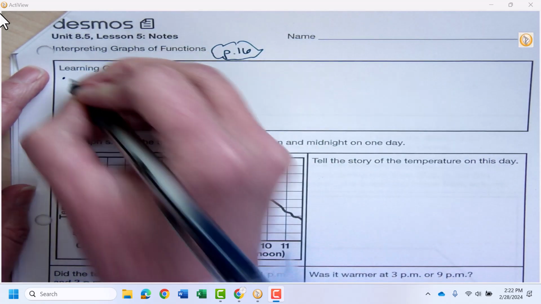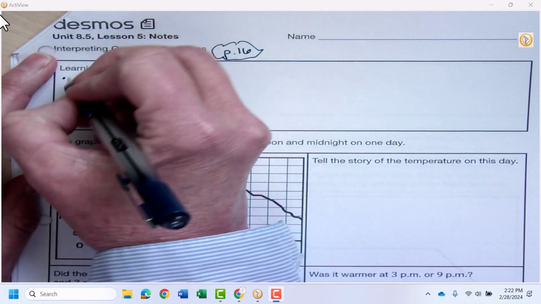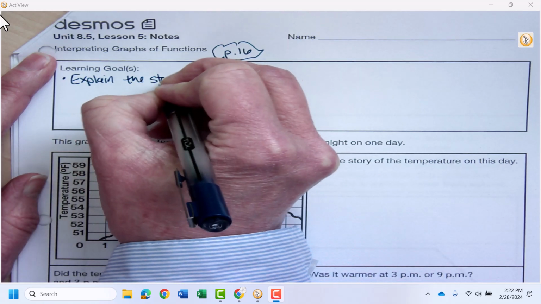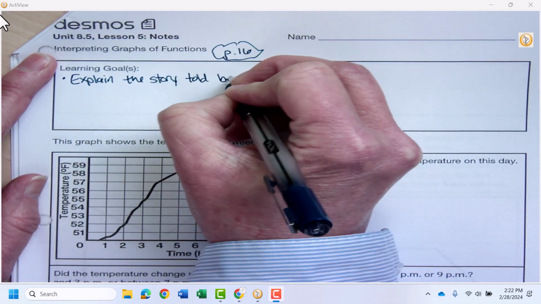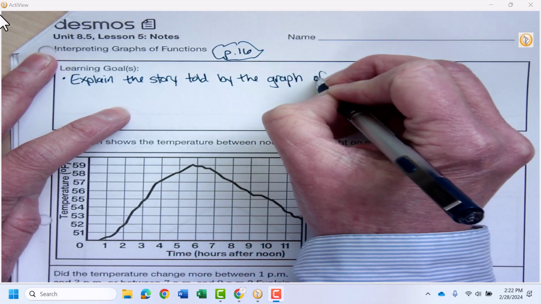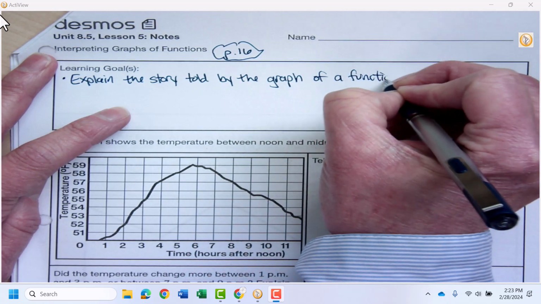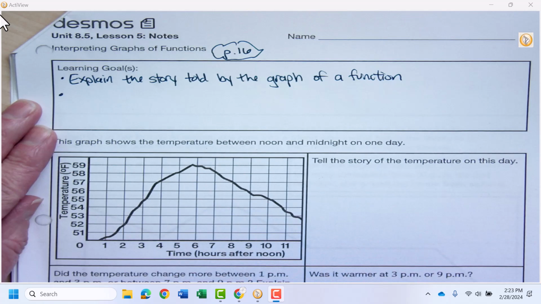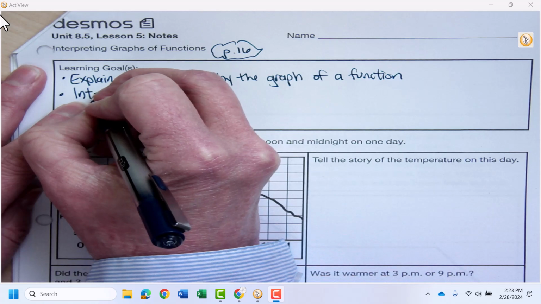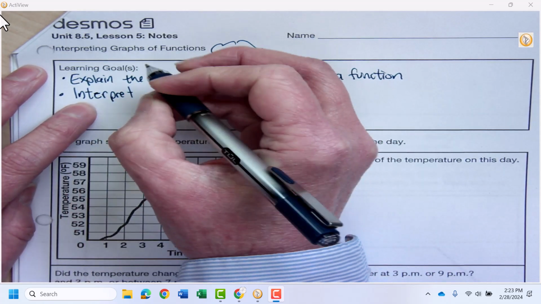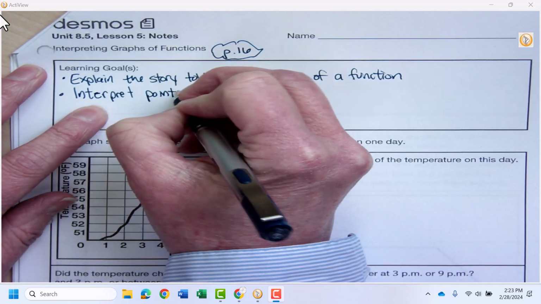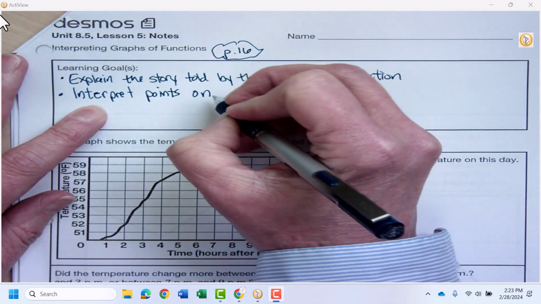First of all, we need to be able to explain the story told by the graph of a function. Still working with functions here. And secondly, be able to interpret points on the graph of a function. We'll do both of those things here in a moment. I spelled that wrong, I think. No, maybe not. Interpret points on the graph of a function.